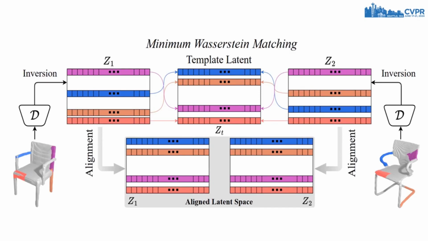In here, the shape on the extreme right and the shape on the extreme left are both matched with a template latent which is predefined. For matching these shapes, they are first inverted to form Z1 and Z2, which are aligned with the template latent based on their corresponding part indexing. Finally, we have an aligned latent space in which each part is indexed similarly.